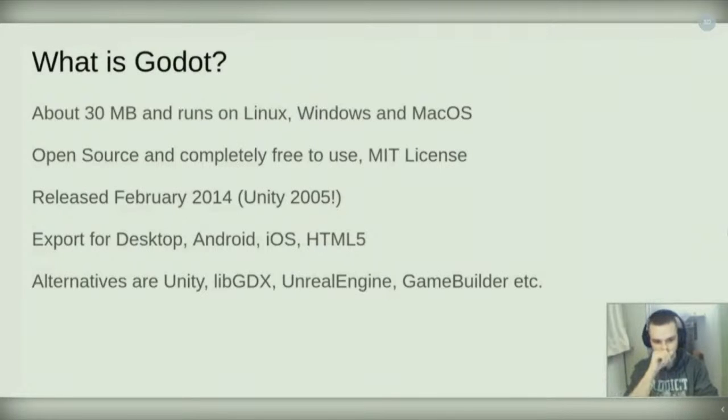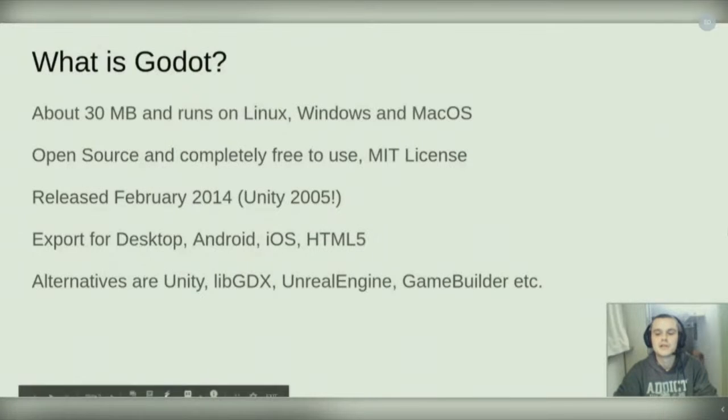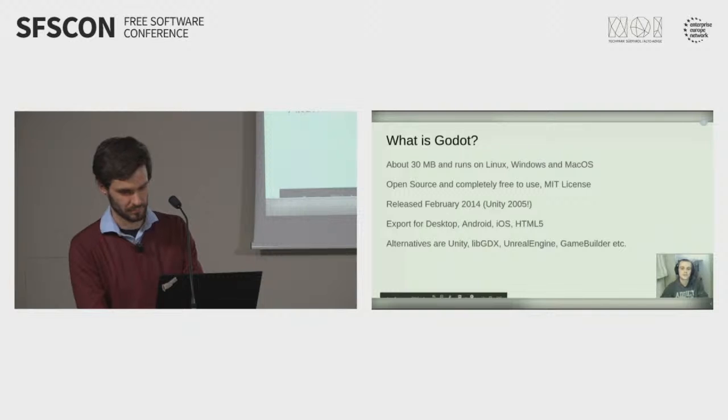The alternatives are, like I mentioned before, the biggest market player, especially in mobile games, Unity. Then libgdx, it's a bit old and it's pure Java, but it was my teacher, kind of. And others like Unreal Engine, where you can make real good-looking 3D games, like AAA games. And Game Builder is a game engine where you can, without coding, just by clicking.